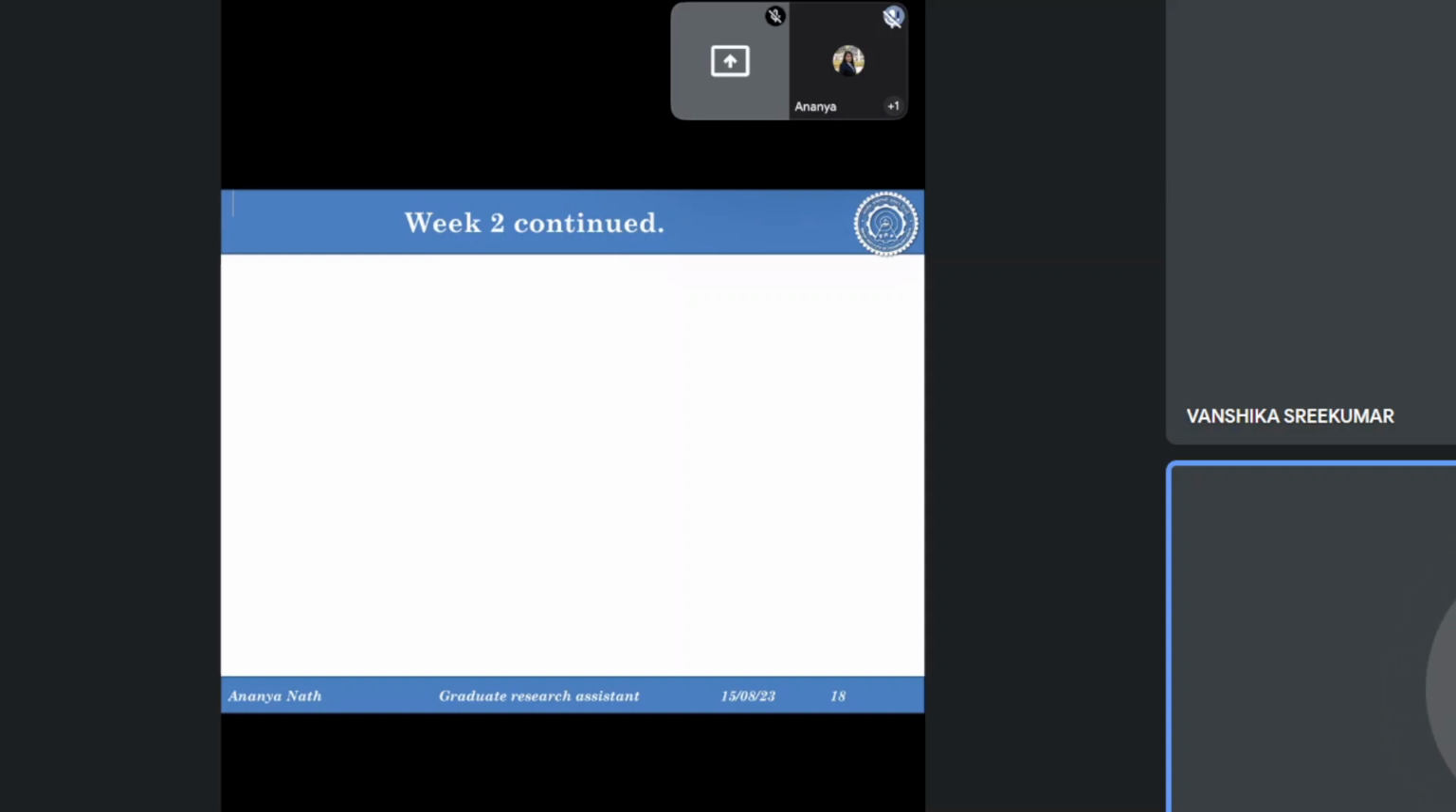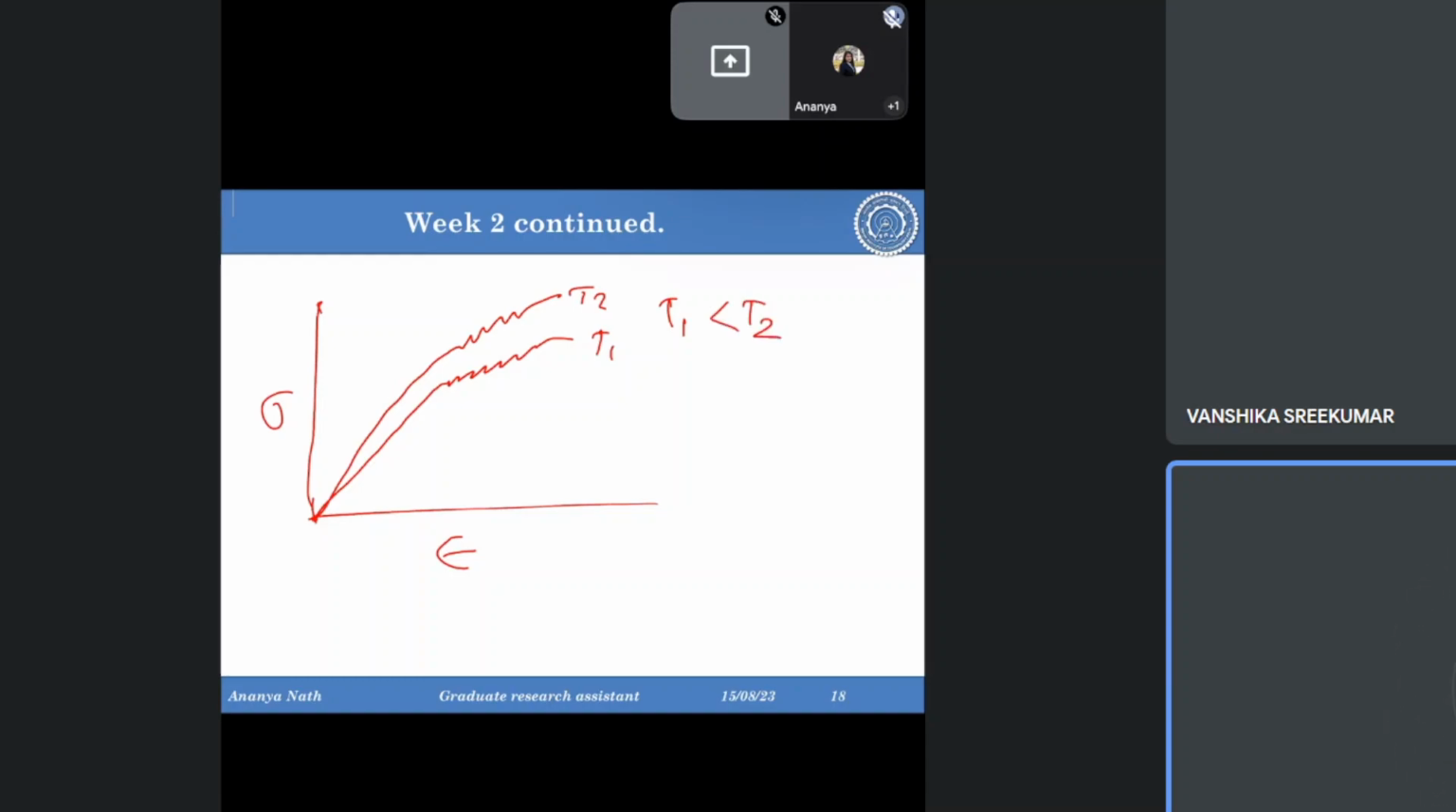So there was a graph like this. Wait, I'll draw. If this is the strain and this is the stress, we have two graphs. This is T2 and T1, and T1 is less than T2. Then why are we getting these two graphs, and why does T2 have more stress?